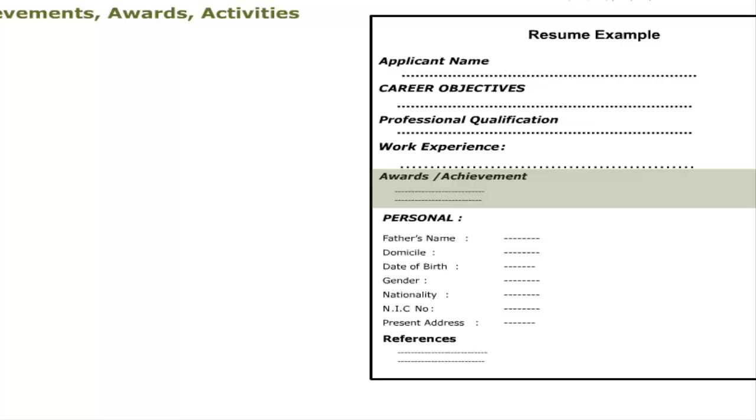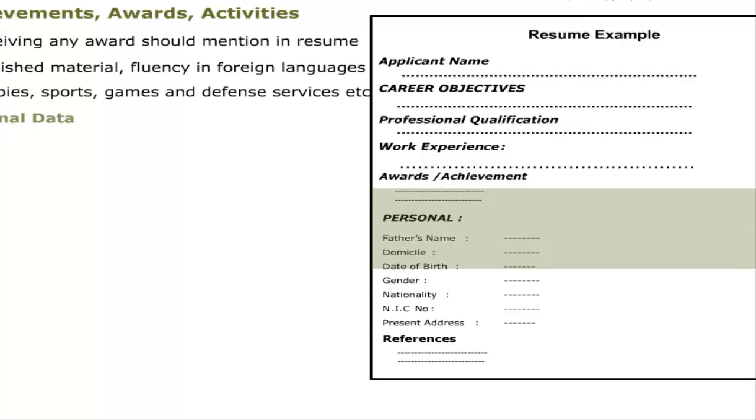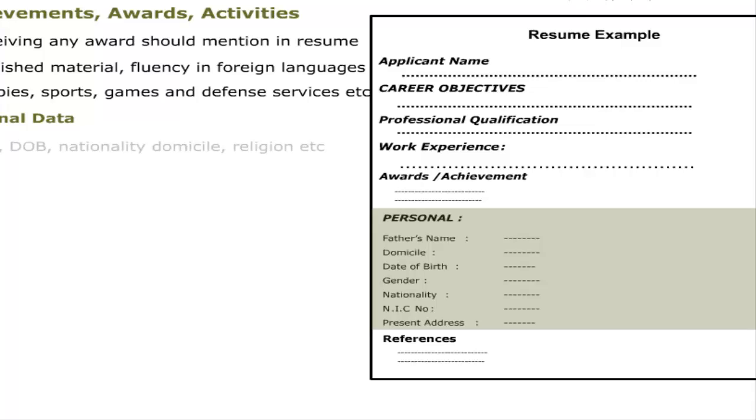Achievements, awards, activities. Receiving any award deserves to be mentioned in the resume. It includes published material, fluency in foreign languages, speaking awards, hobbies, sports, games, and defense services, etc. Personal data. It may include age, date of birth, height, weight, marital status, nationality, domicile, religion, etc.